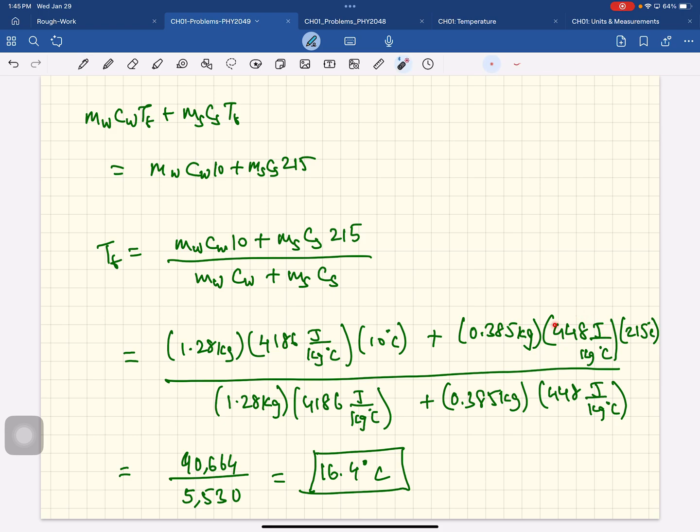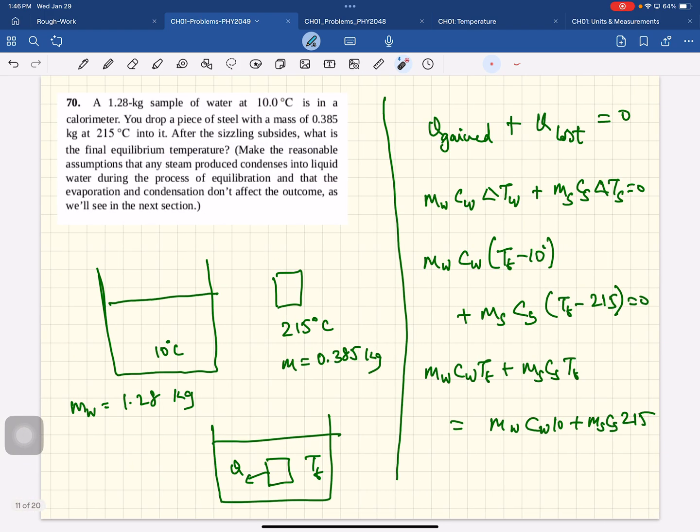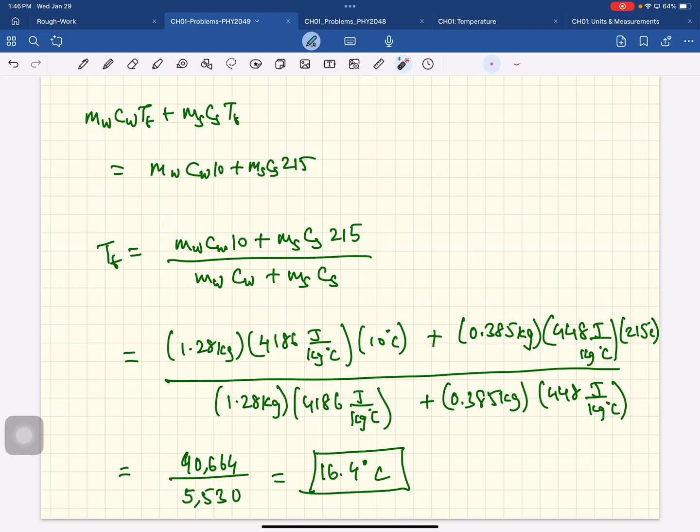This problem also illustrates the following. You see, there is the specific heat of steel. There is the specific heat of water. It's almost 10 times greater. And the final temperature is that. So the water went from 10 degrees Celsius to 16.4 degrees Celsius. And the steel went from 215 degrees Celsius to 16.4 degrees Celsius.